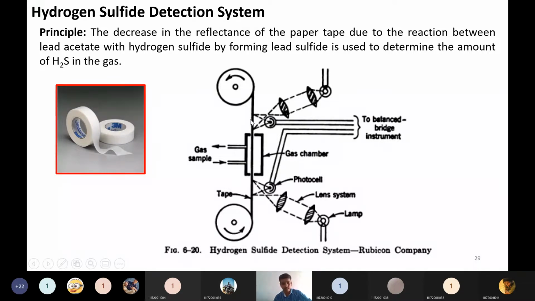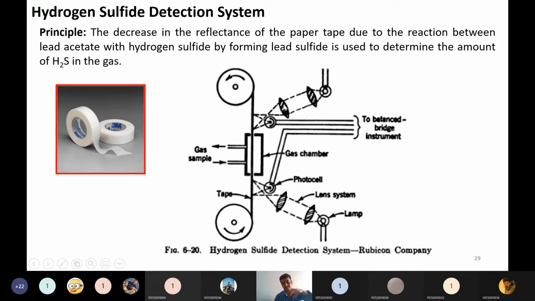Due to this, whenever it passes to the other side of the pulley, there will be a decrease in the reflectance of this particular paper tape. This decrease in reflection will be gauged by a photoelectric tube situated at the start of the paper tape, and at the end of the paper tape there will also be photoelectric tubes. They will evaluate the decrease in the reflectance using a Wheatstone bridge circuit or the Callendar bridge circuit. We can easily estimate the amount of lead sulfide formation.